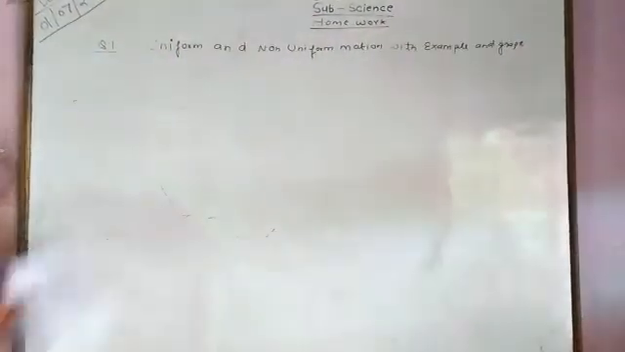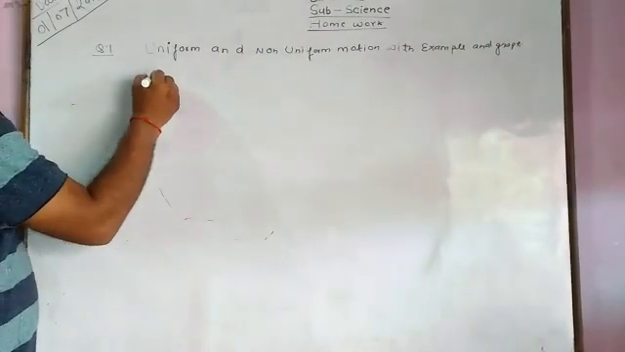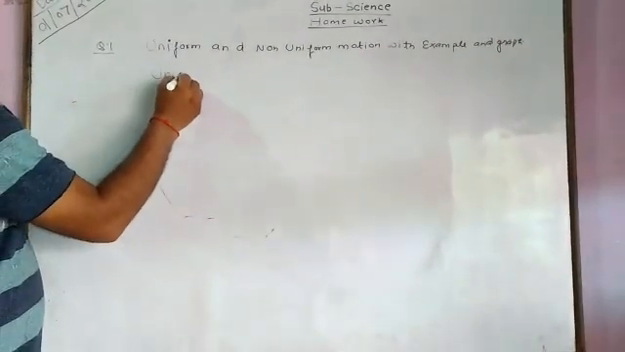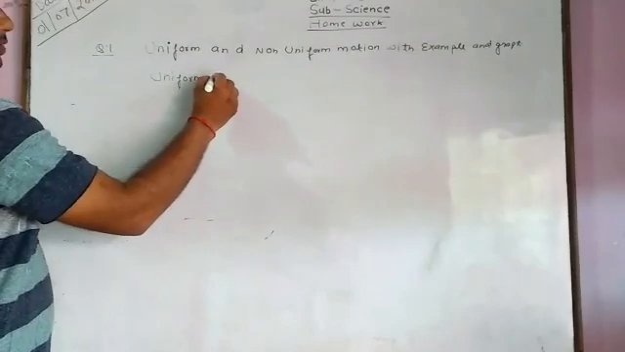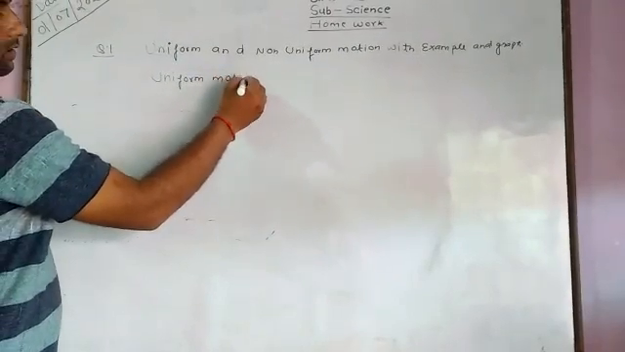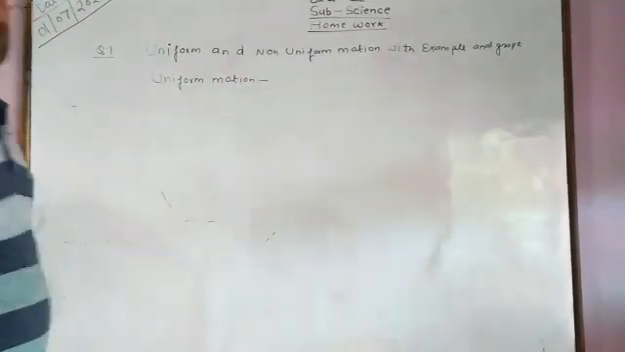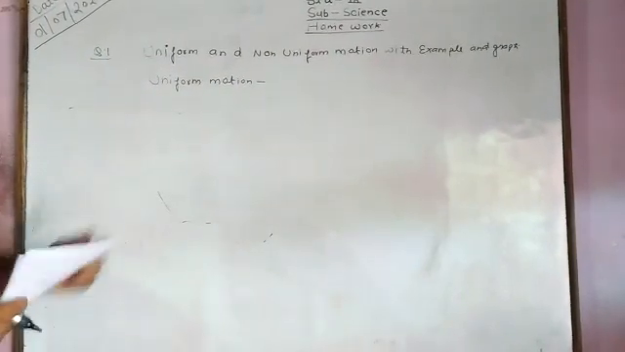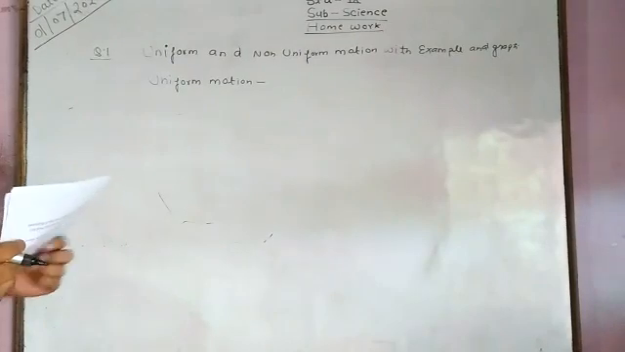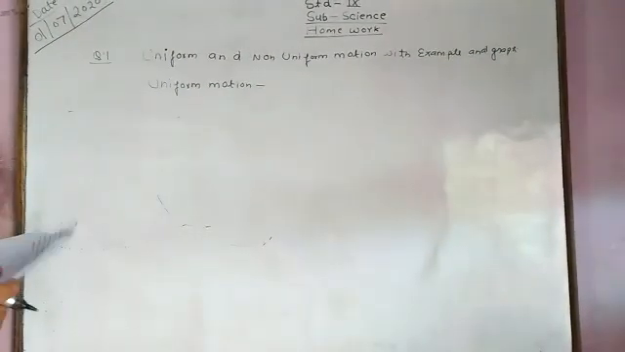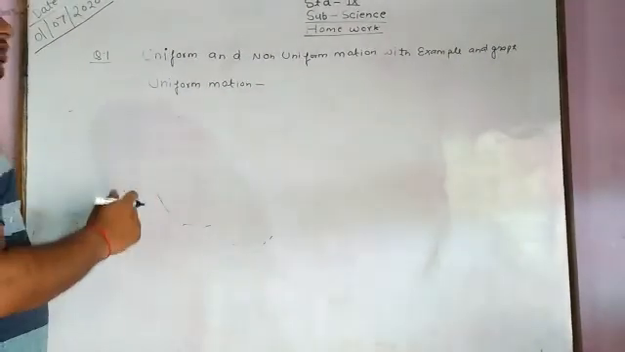So we have to describe the first, uniform motion. What is uniform motion? What is the basic definition of uniform motion? The definition says that when a particle is moving in a path and it covers equal distance in equal intervals of time, then it is called uniform motion.